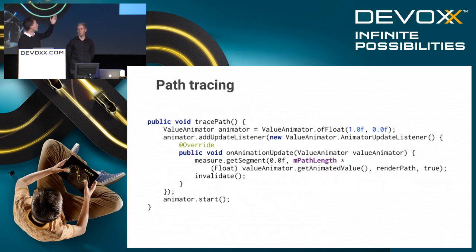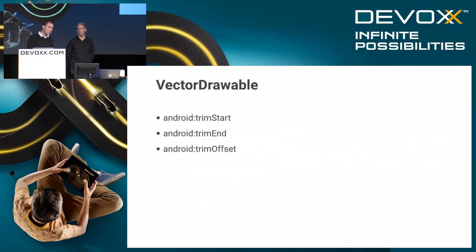So for instance, you can create a value animator. We're going to animate from 1 to 0. And then on every frame of the animation, we're going to call path measure.getSegment again. And we're going to multiply the length of the path by that value between 0 and 1. And that's it. You're going to have your nice animation. So very easy to implement.